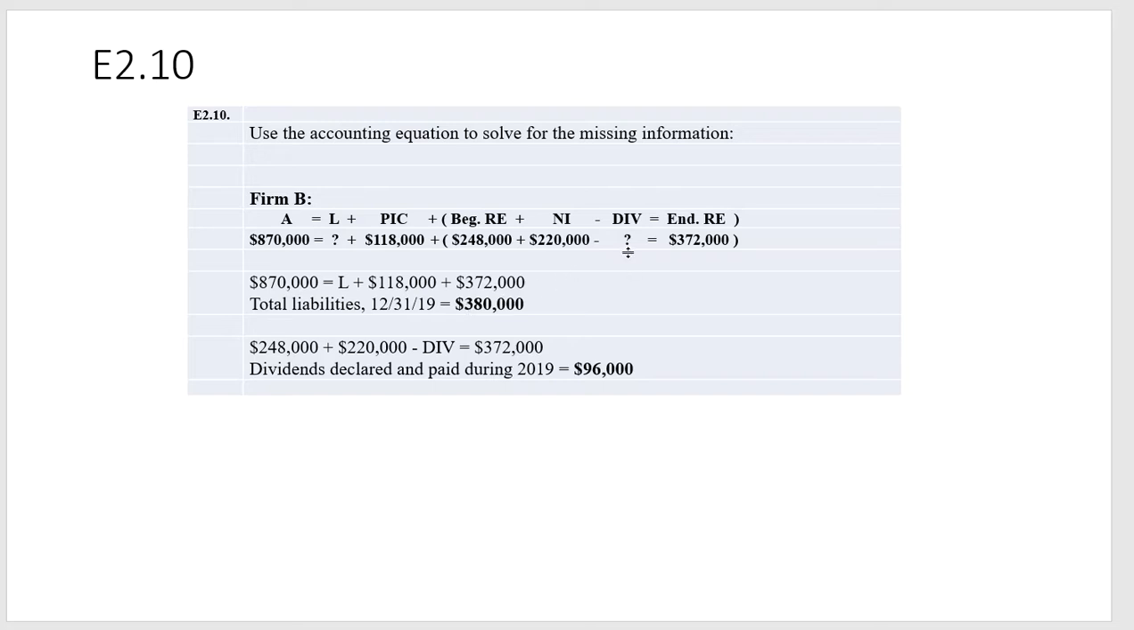And how do we find dividends? Well, we can back into dividends. We can add these two and subtract this, ending retained earnings, to come up with what our dividends were. And we can see that we had dividends declared and paid. Now, these are dividends that are paid in that particular accounting period between beginning and ending retained earnings. That amount then was $96,000 for firm B.